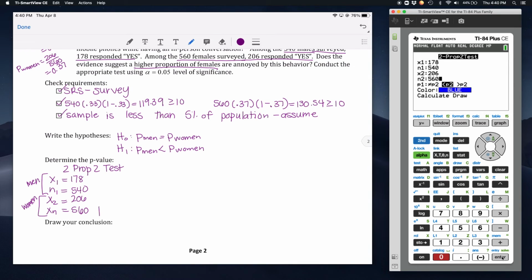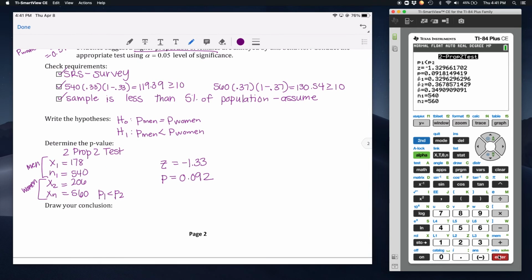Okay, and then we're doing that P1 is smaller than P2 because we think that a higher proportion of women are going to be that case. So here our test statistic is Z equals negative 1.33, and our p-value is that first p, so 0.092. Okay, now we're going to compare our p-value to our alpha. So since 0.092 is actually greater than our alpha of 0.05.